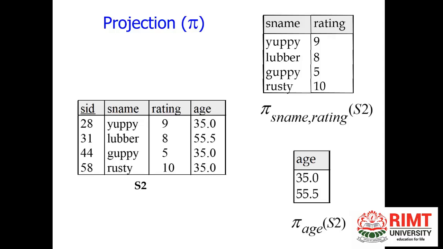Clear? And if you want to display the age only from the relation S2, there are 4 tuples, and 35 is appearing 3 times. So it eliminates all the duplicates. It will retain only the unique values. So only 35 and 55.5 will be displayed here. So that's the meaning of automatically eliminating duplicates. Clear? So that's the projection.